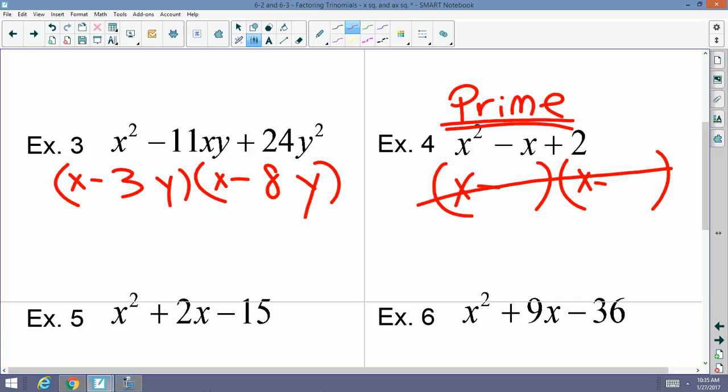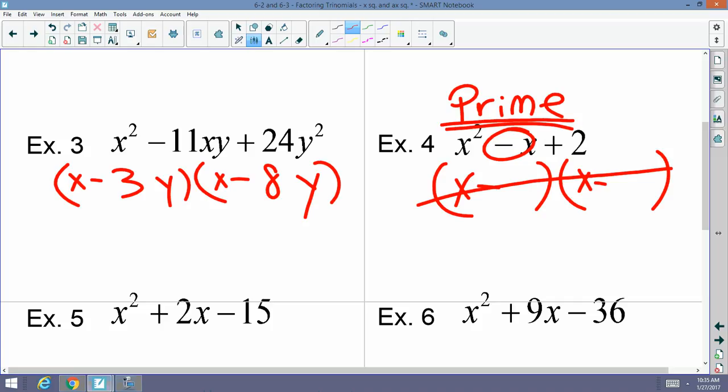Remember, it may look obvious, but always test it, guys. The negative 1 and the negative 2 is the most popular answer for this. Because, yes, negative 1 times negative 2 does equal positive 2. But negative 1 minus 2 is negative 3, and you need a negative 1. So in this case, that's prime.